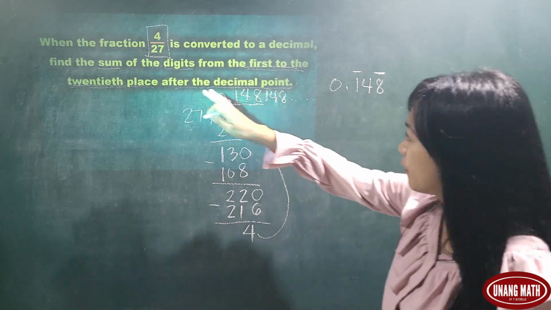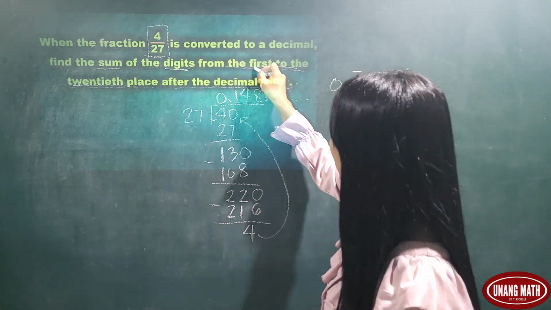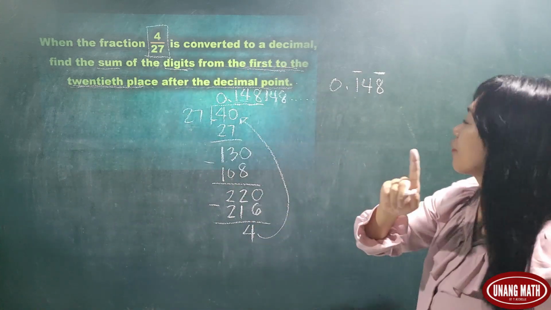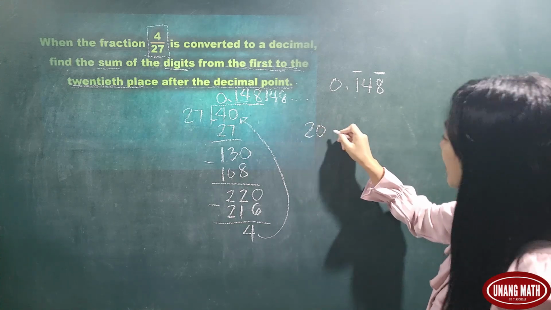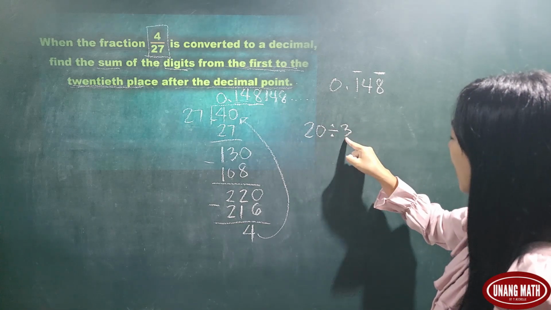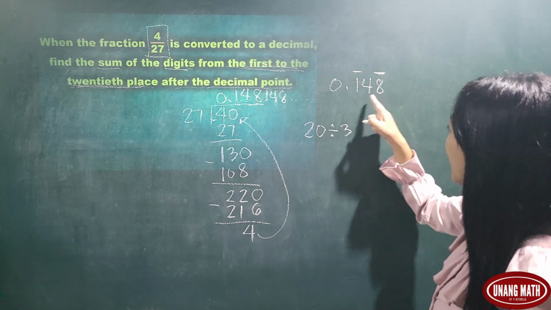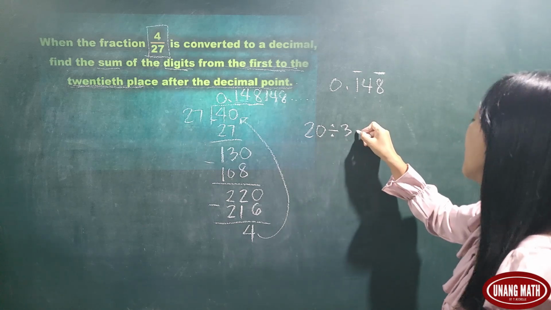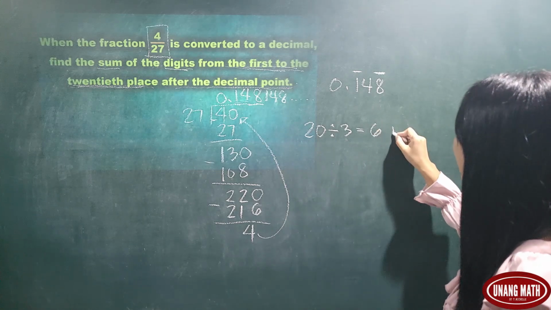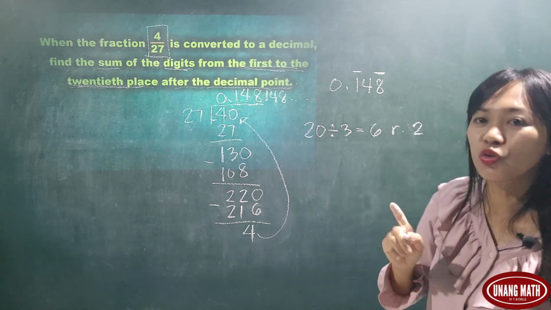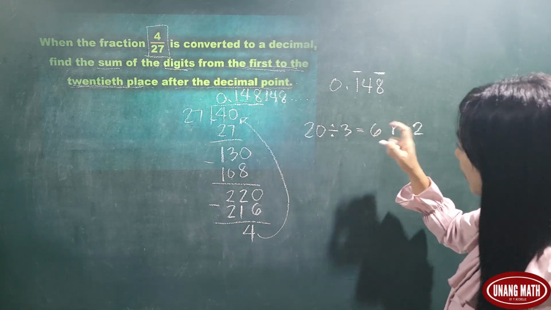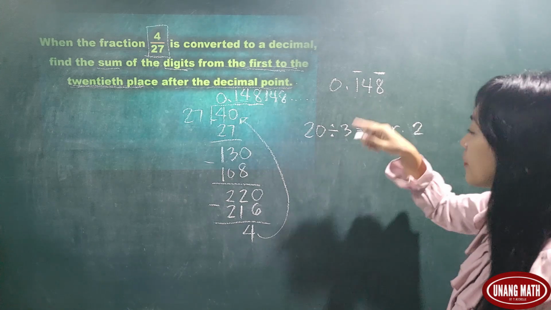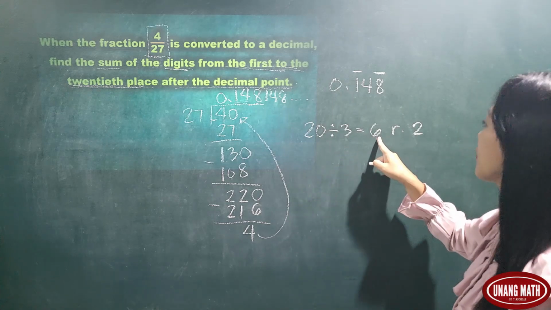Okay, now find the sum of the digits from the first to the 20th place. First thing we need to do, 20 divided by 3. Again, 3 because there are 3 digits in our repeating block. So 20 divided by 3 is equal to 6, and there is remainder 2. Okay, now that means 148, or this repeating block, repeats 6 times.